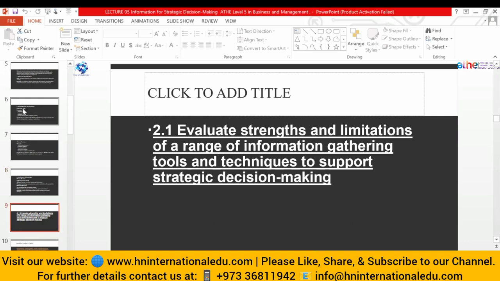Now, starting with assessment criteria 2.1, and all the points are from your indicative content. Evaluate strengths and limitations of a range of information gathering tools and techniques to support strategic decision making. Here you have to focus on the command word itself: main strengths and weaknesses, similarities and differences, judgment, and a conclusion. When you fulfill all these four things, then you come up with the full description of the command verb. And the question itself is asking about the strengths and limitations of what? Of the tools and techniques which we are using for information purposes in strategic decision making.